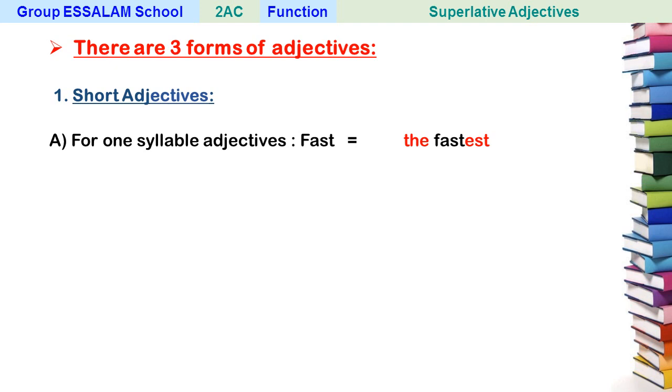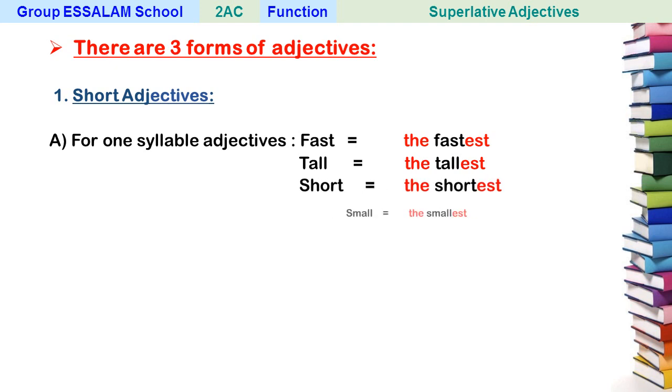For one syllable adjectives, for example, like fast, it becomes the fastest. What do you notice here? So we add the plus adjective plus est. Yes or no? Fast, one syllable. It contains one vowel, so fast, one syllable. If it is the case, we write the plus the adjective plus est. The same with tall, the tallest. Tall is a one syllable adjective. Short, the shortest, one syllable. Small, the smallest, one syllable too.